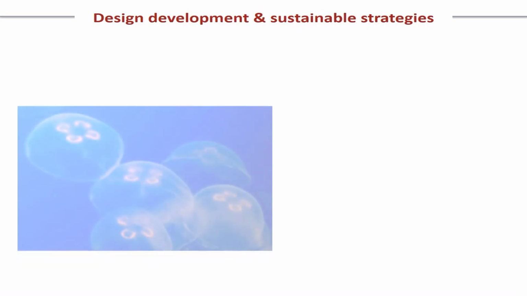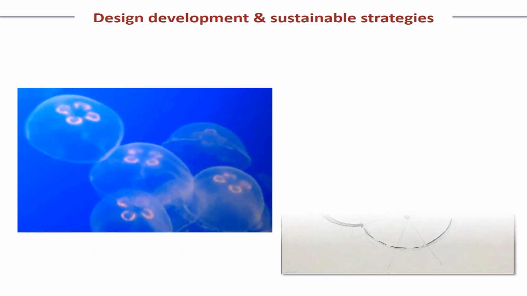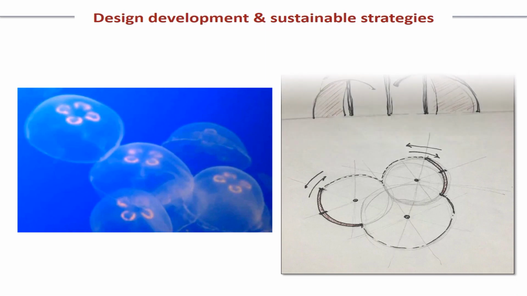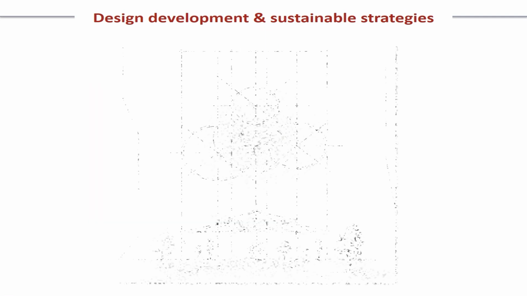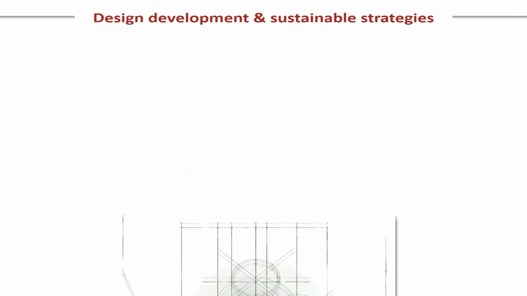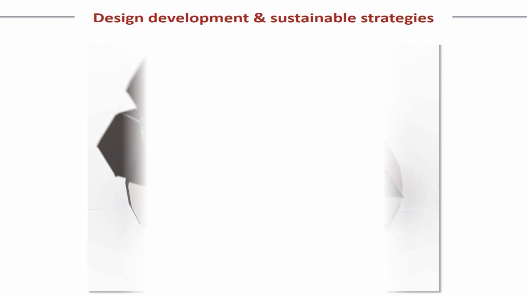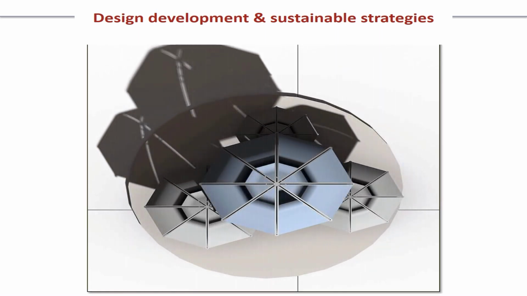The idea was to have only one jellyfish, but later on, we noticed that jellyfish are mostly found in a group, so we decided to have more than one pavilion. At the beginning of the design improvement, we had three pavilions with different diameters. But in the final stage of the improvement, we decided to have four main elements different in height and diameter.